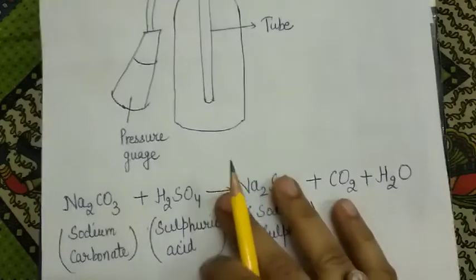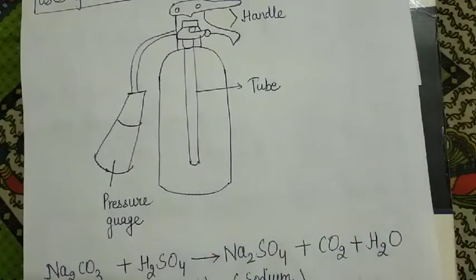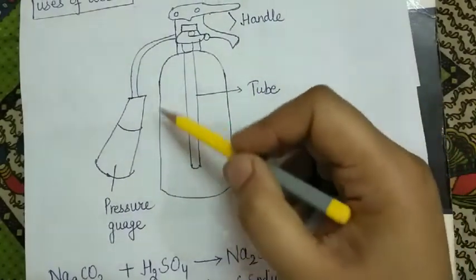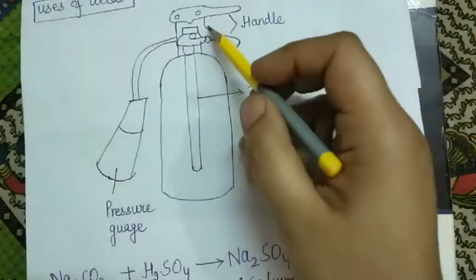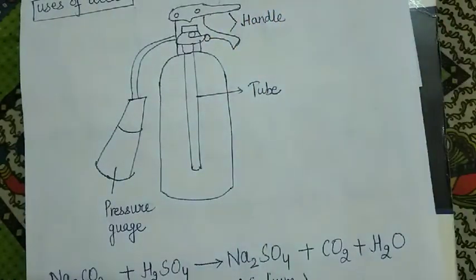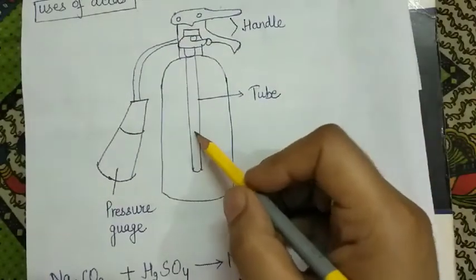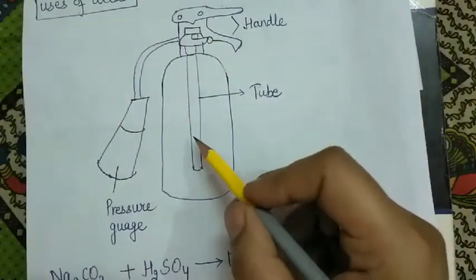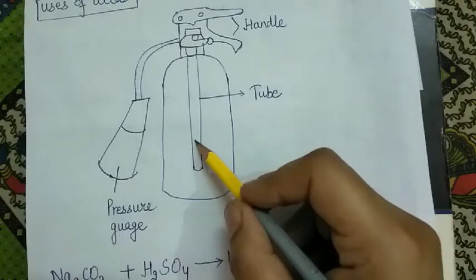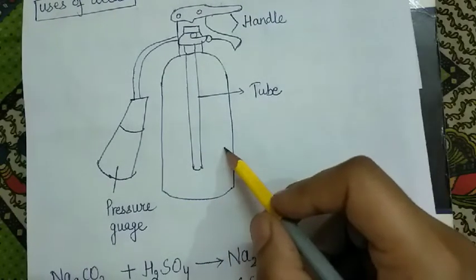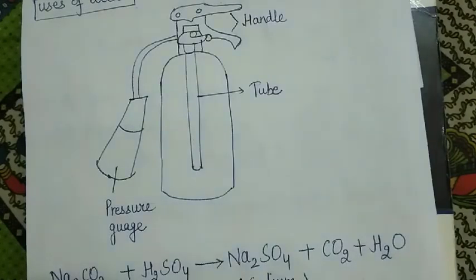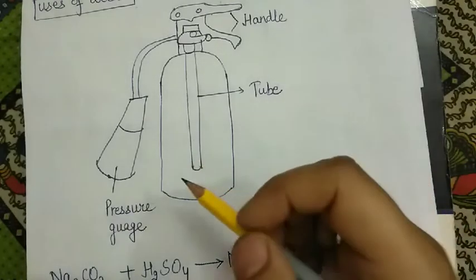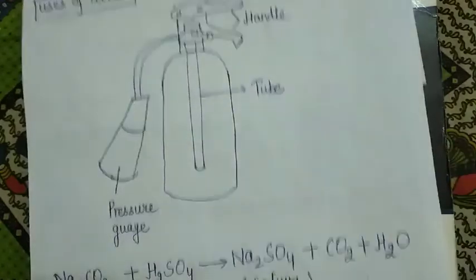Now let us discuss the construction of a fire extinguisher. A fire extinguisher is a metal cylinder with a nozzle, and inside the cylinder are two chambers, one inner and one outer. The inner chamber contains sulfuric acid, and the outer chamber contains sodium carbonate. When the cylinder is inverted and the nozzle is pressed, the acid reacts with sodium carbonate and produces carbon dioxide.